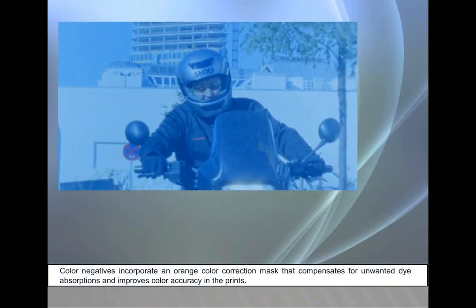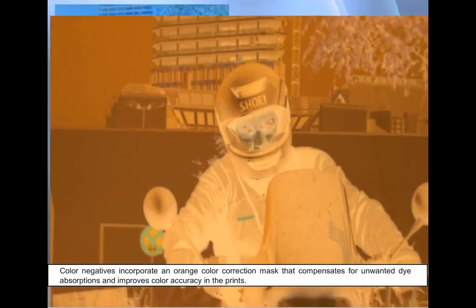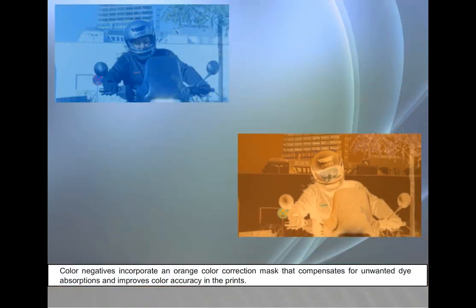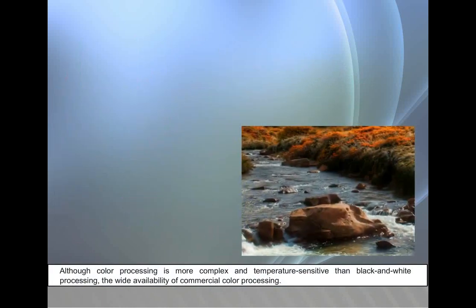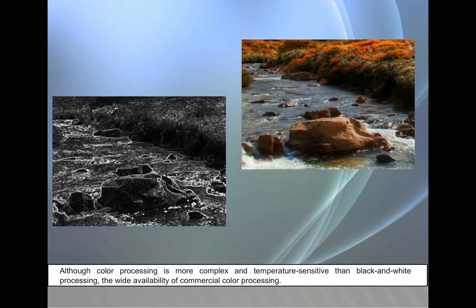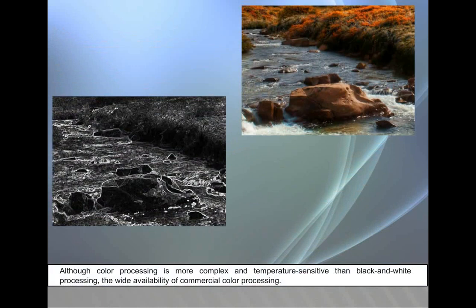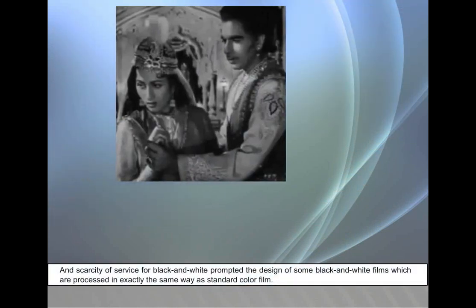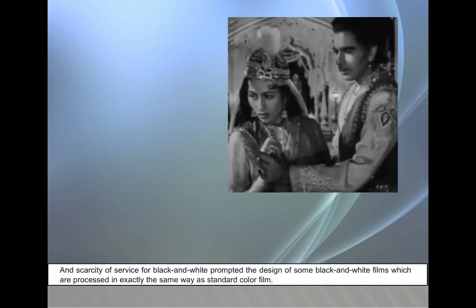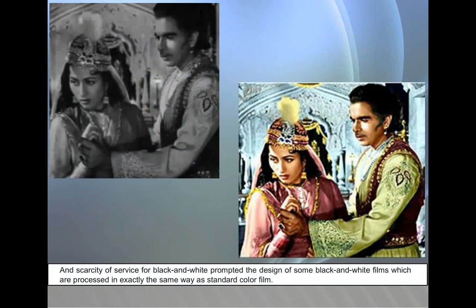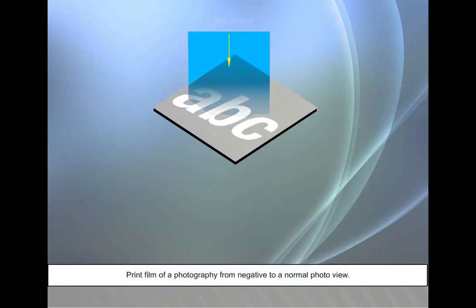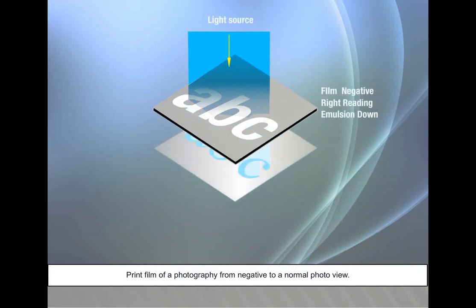Color negatives incorporate an orange color correction mask that compensates for unwanted dye absorptions and improves color accuracy in the prints. Although color processing is more complex and temperature sensitive than black and white processing, the wide availability of commercial color processing and scarcity of service for black and white prompted the design of some black and white films which are processed in exactly the same way as standard color film. Print film of a photography from negative to a normal photo view.